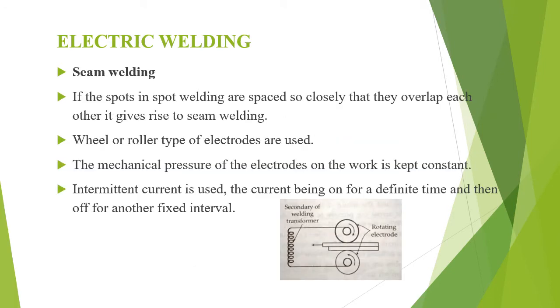Seam welding. If the spots in spot welding are spaced closely such that they overlap each other, it gives rise to seam welding. Here, wheel or roller type electrodes are used. The mechanical pressure of the electrodes on the work is kept constant. Intermittent current is used, and the current is kept on for a definite time and then off for another fixed time. This process can produce continuous pressure tight seams at high speeds.